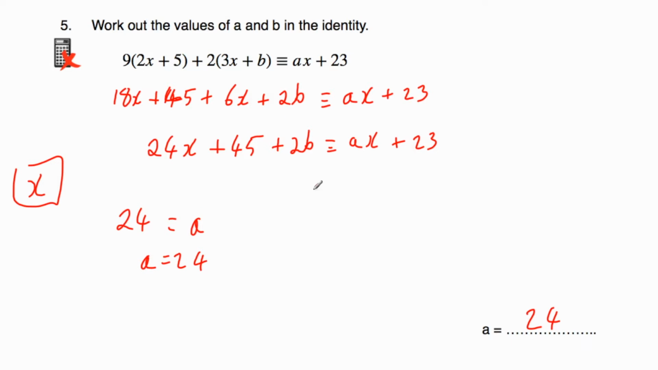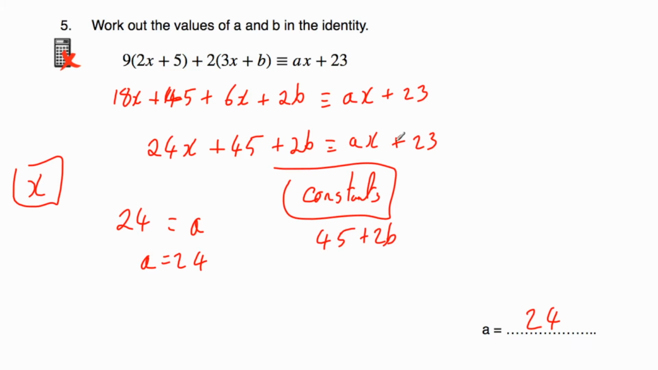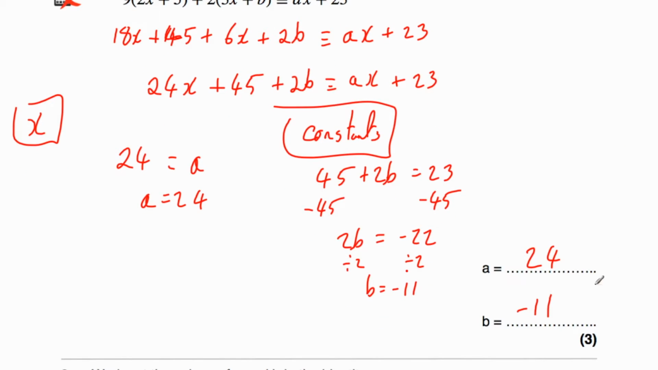Our constants on the left-hand side, so let's write constants. On the left-hand side, we've got 45 plus 2b. So 45 plus 2b are the constants on the left-hand side. And on our right-hand side, that's equal to 23. So we've got that 45 plus 2b is equal to 23. We want to get what b is, so let's take away 45 and take away 45. So we're going to get that 2b, that's what we'll be left with on the left-hand side, is equal to 23 take away 45, which would be minus 22. And then we'll divide by 2 and divide by 2, and we'll get that b is equal to negative 11. So it means that a is equal to 24 and b is equal to negative 11.